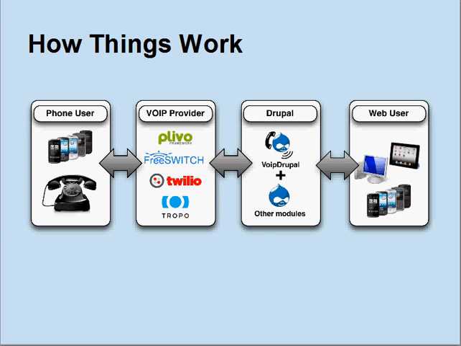This is how things work. Information goes back and forth. There's a phone user, a VoIP provider, we'll be using Tropo, Drupal, and other modules that VoIP Drupal interacts with, like actions, triggers, rules, notifications, and the web user. So basically, the phone user would call, they would reach the VoIP provider, which would send them to your Drupal site, and depending on your setup and configuration, it would play the script that you had selected or interact with actions, triggers, and rules, and then send them the information that they requested, be it a page or a media file or a recording, whatever.